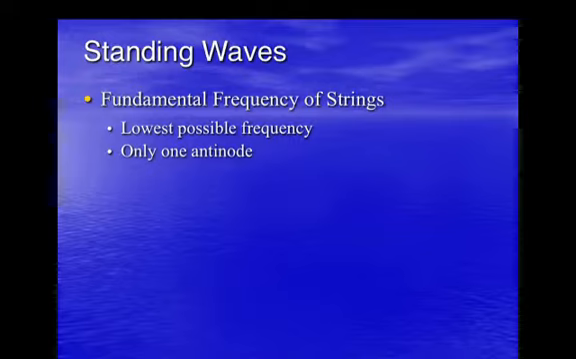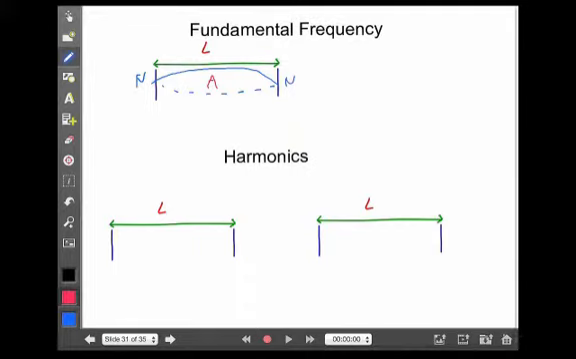Now, the way that fundamental frequency is determined is with the following equation. F1, which represents the fundamental frequency, is equal to the velocity of the vibration of the string over twice the length. So the fundamental is the speed of the string's vibration over twice the length.